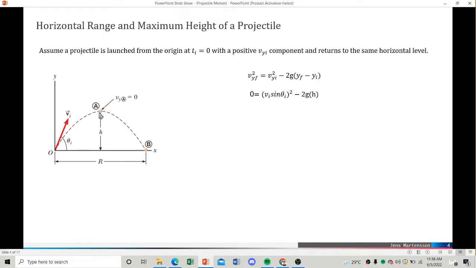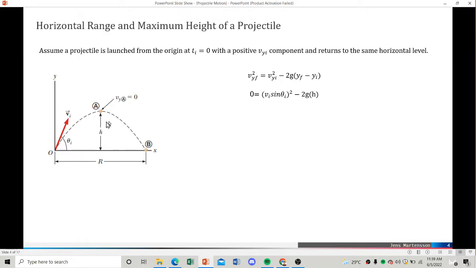So since this is our final point, and our velocity here is equal to 0, so our velocity y final here is 0 from this equation. Okay, so what remains is the vy.